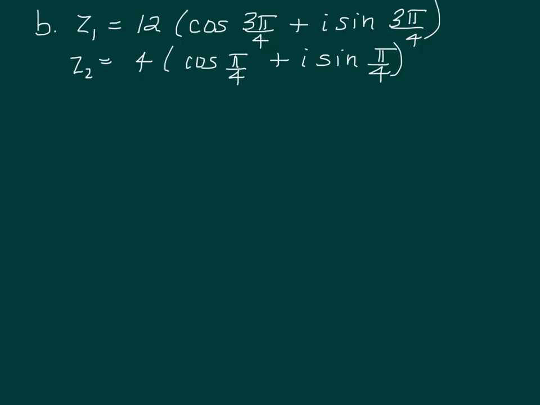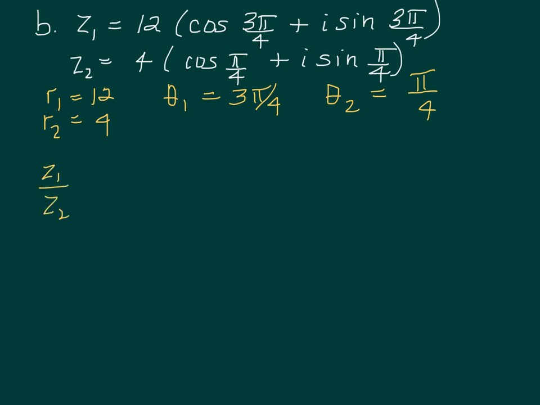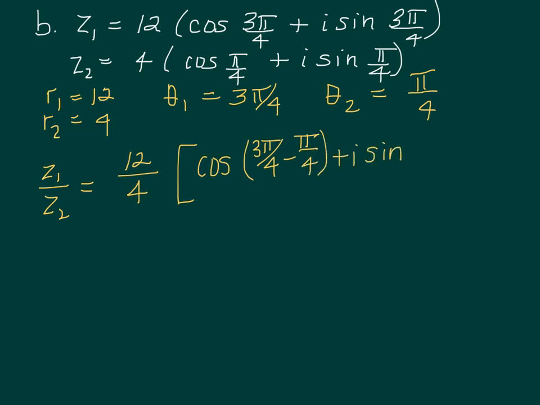Okay, our last example, this is just in radians. So R1 is 12, R2 is 4. Theta 1 is 3 pi over 4. Theta 2 is pi over 4. Alright, so to do Z1 divided by Z2, you follow the formula. R1 over R2 times cosine theta 1 minus theta 2 plus I sine theta 1 minus theta 2.